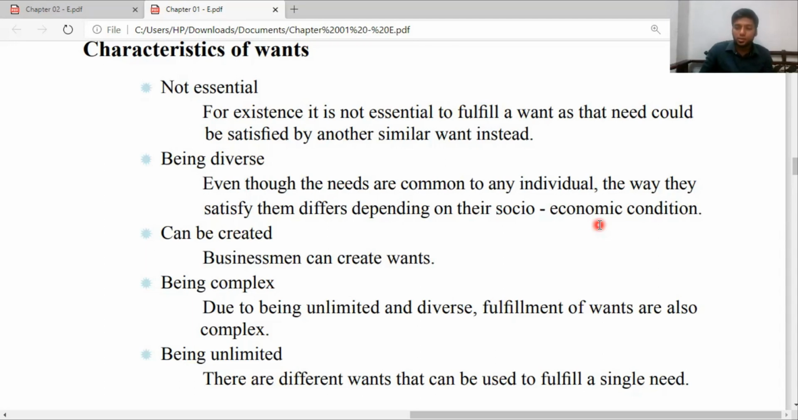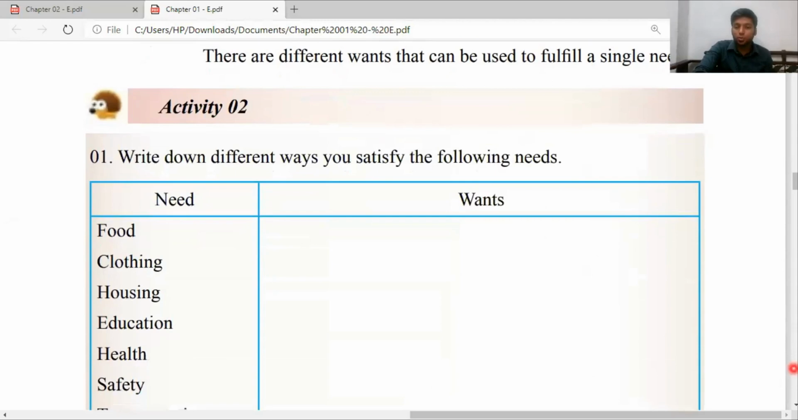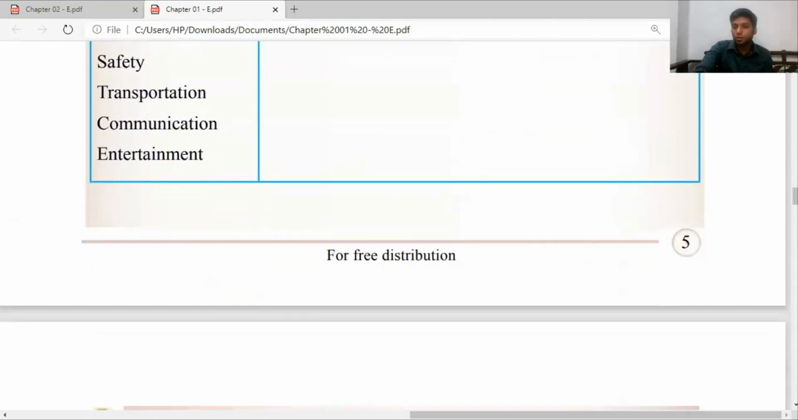Without tea, the day has not started. I mean, not you guys, it might be 95% of this country is like this. So it's not that easy to understand a person's want. Understanding this want is very important for business to survive on earth. And it says that being unlimited, there are different wants that can be used to fulfill a single need. There are many ways to satisfy a need. That's what I said, it's not limited, it's very unlimited. But a business which makes a want into a need, it's something very important to understand.